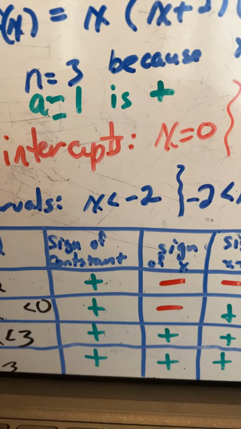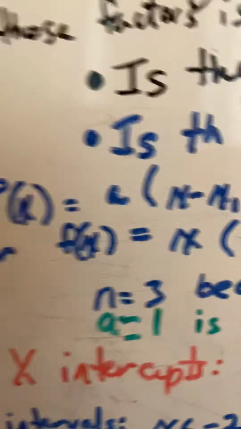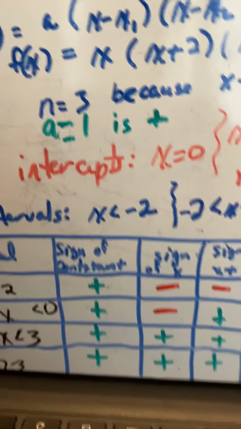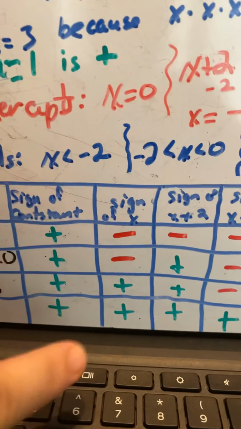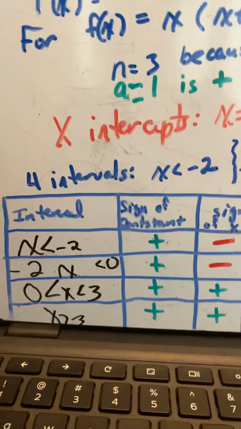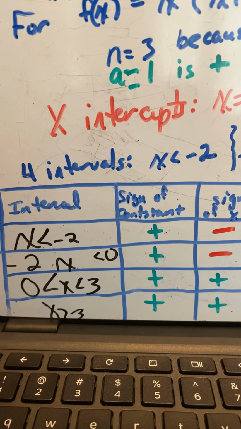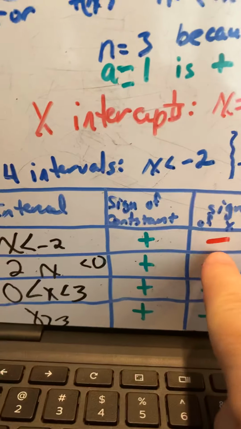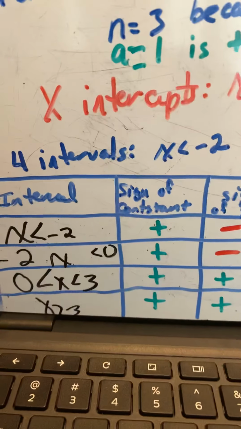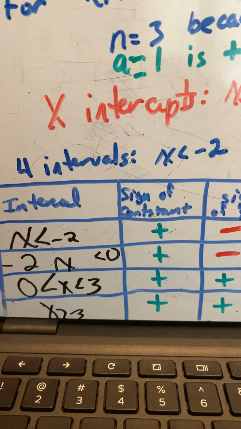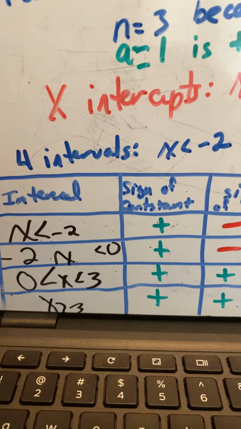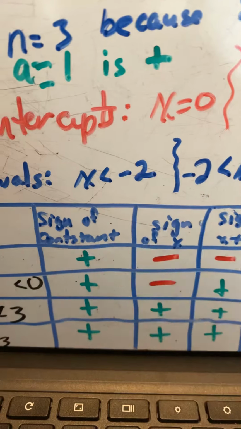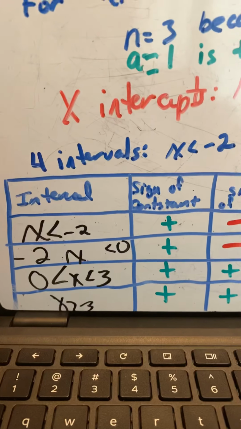So the sign of the constant is positive. Why? Because we have x out front here and x is positive. There's no negative sign in front of me. So all of those are plus. Why does this one change, the sign of x? Well, for x less than negative 2, that would be x is negative 3, negative 4, negative 5, so the sign is going to be negative. What about when x is between 0 and negative 2? That's like negative 1, negative 1.5, negative 0.5, and therefore the y value will be negative when x is between those values.